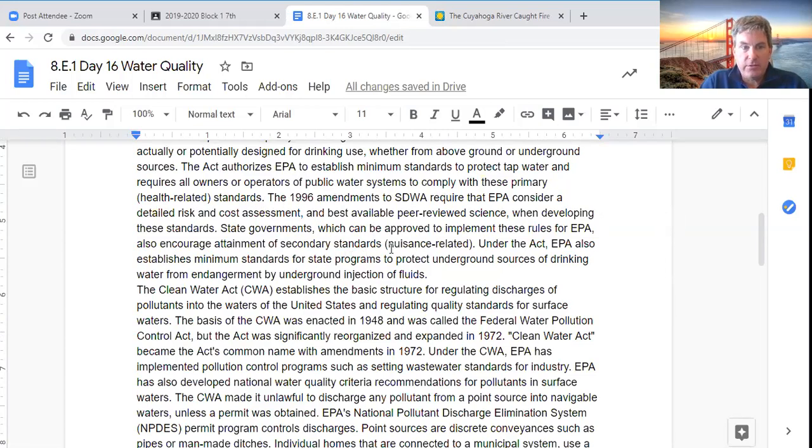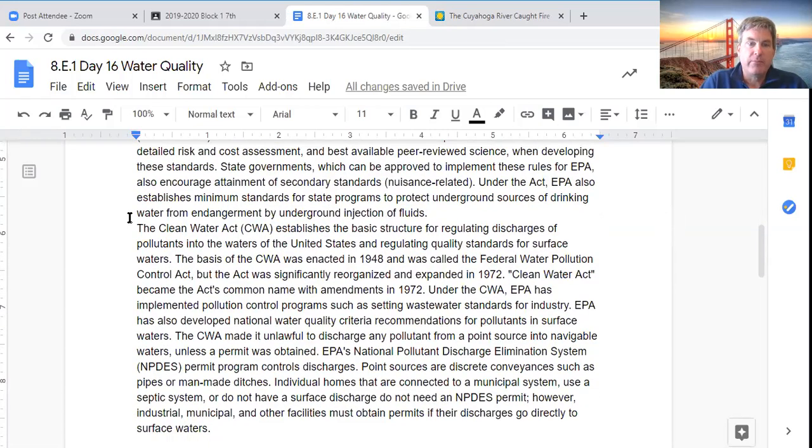State governments, minimum standards for state programs, protect underground sources of drinking water. Okay. From endangerment of injection of fluids. Hey, fracking, that's what that's called.